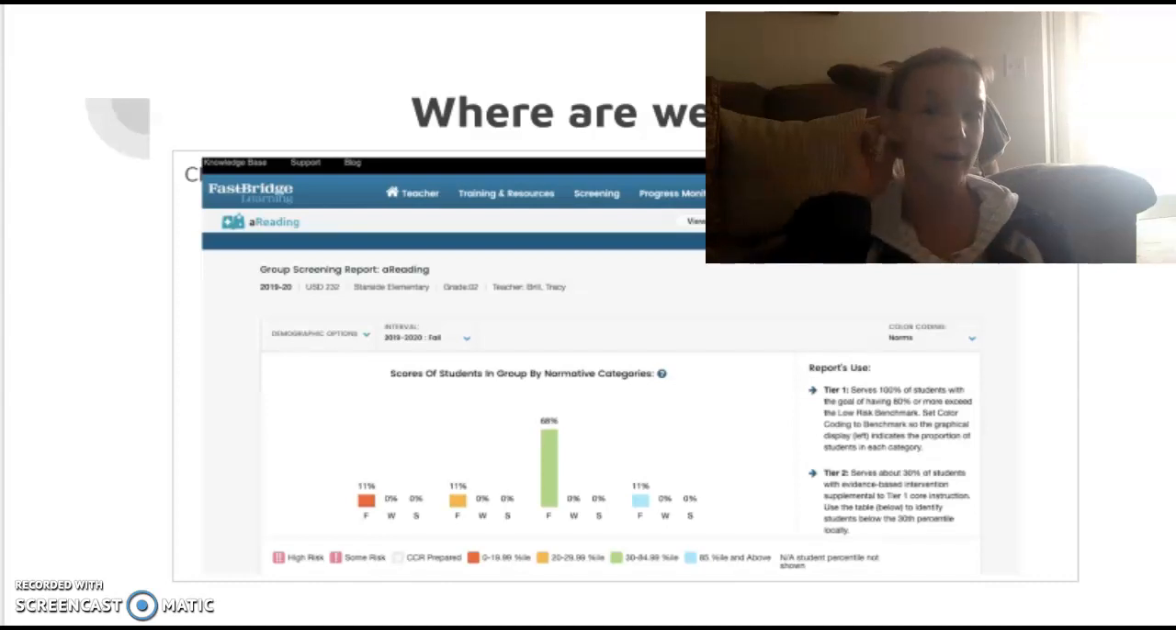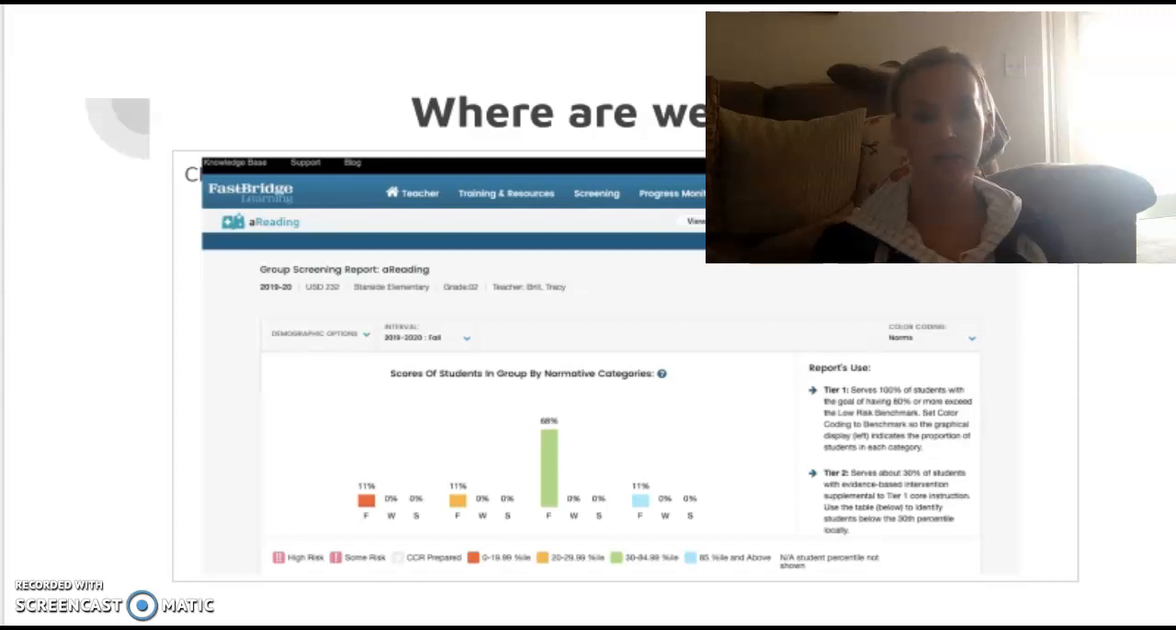What's so cool about the FastBridge data is you can break it down by class, by grade level, even by student. And they even show you where exactly the students are falling behind and where we're creating those gaps. I think this would be a great resource to look more into. It is newer to our school, and so we're just getting started using FastBridge and trying to figure out that data and what it means.